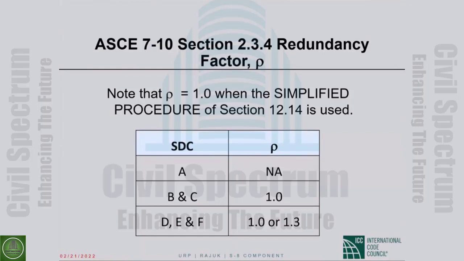So this is the beginning of our discussion of redundancy, or specifically the redundancy factor rho of ASCE 7, which does not appear in BNBC any place. Okay, there is no rho factor in BNBC. In the design load combinations, it is assumed to be 1.